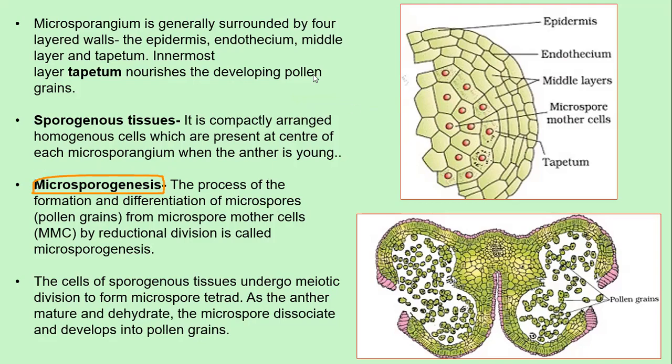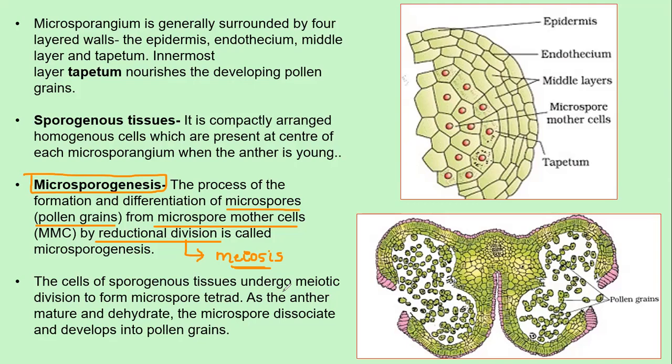So what is actually microsporogenesis? Microsporogenesis is the process of formation and differentiation of microspore. What is actually microspore? It is the pollen grain formed from the microspore mother cell by reductional division. What is reduction division? As you have studied in the chapter cell cycle and cell division, you're thoroughly aware about that. It is meiosis. So the reduction division is meiosis.